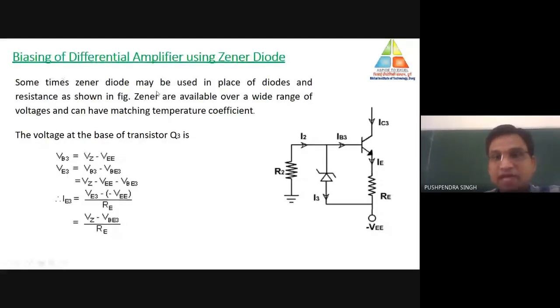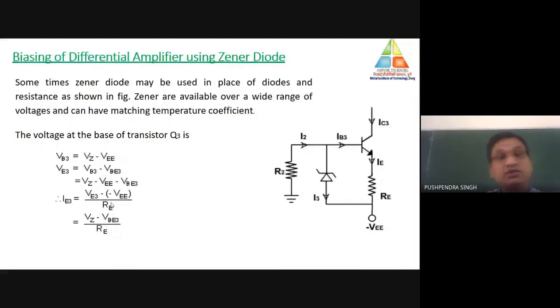Sometimes a Zener diode may be used in place of the diode and resistances as shown in the figure. Zeners are available over a wide range of voltage and can have matching temperature coefficient. Again, we use the same expression for the temperature compensated constant current biasing circuit. Our mathematical calculation is the same. We start with this terminal, come to the emitter terminal, then calculate the value of emitter current. That will be the same as your collector current. That is the same in each and every type of constant current biasing circuit. So this is the second type of circuit.